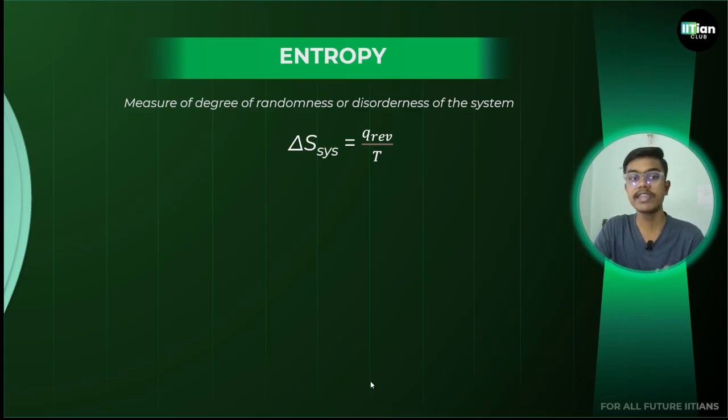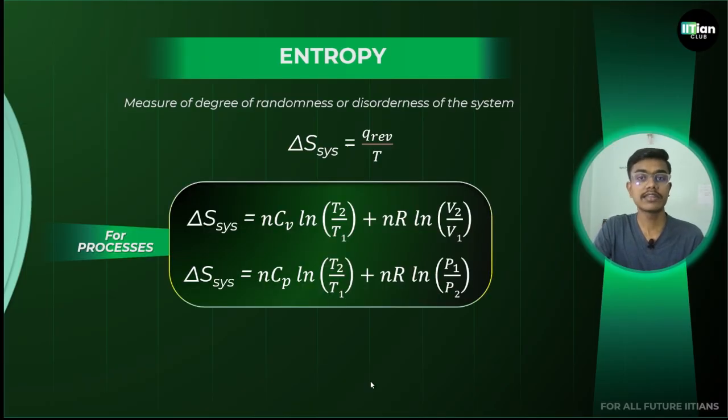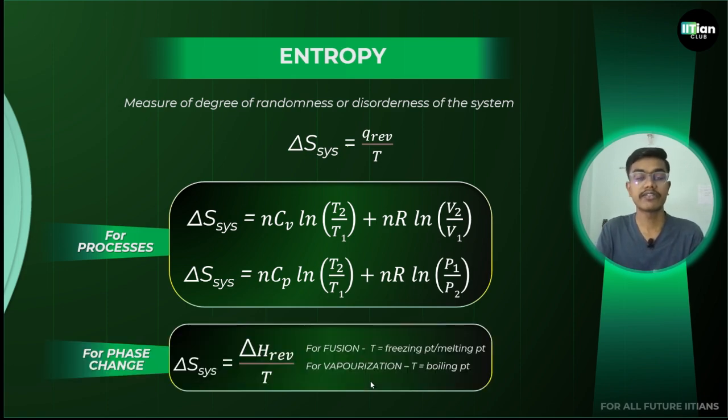Next topic is entropy. Entropy is the measure of the degree of randomness or disorderliness of the system. Mathematically, entropy of the system is equal to Q reversible divided by temperature. For processes, generally entropy is given by two formulas, one in terms of Cv and one in terms of Cp. Note this. And for phase changes, delta S of system is given by delta enthalpy change divided by temperature. For fusion, it is enthalpy of fusion divided by the freezing point or melting point, and for vaporization, delta S of system is equal to enthalpy of vaporization divided by the boiling point.